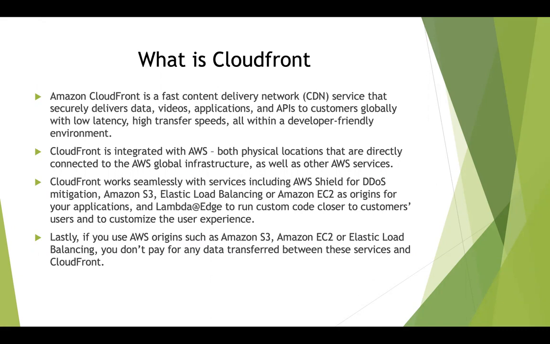So CloudFront is integrated with AWS in two ways that you can think of. One is using physical locations that are directly connected with the AWS global infrastructure, and the other is for the AWS services. How do you think of these both? When it comes to some of the AWS services that you're accessing at a regional level or at a global level, in the background it is using edge locations to serve your content. It is using a CloudFront distribution to serve your content.